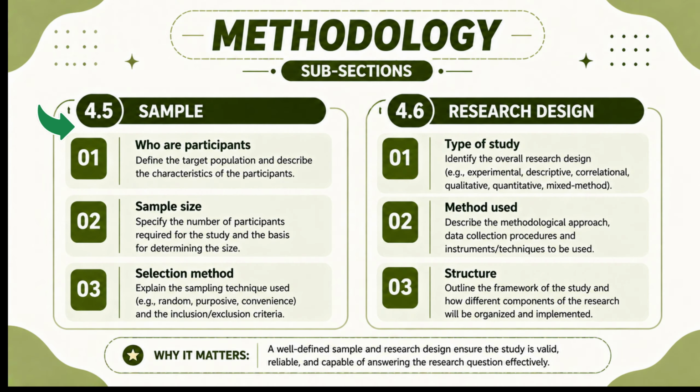The next important subsection of your methodology is sample. Sample refers to the participants in your study. You need to clearly mention who they are. For example, 50 college students aged between 18 to 22 years. Also mention how you selected them if required. Clarity is more important here when you are selecting your sample.